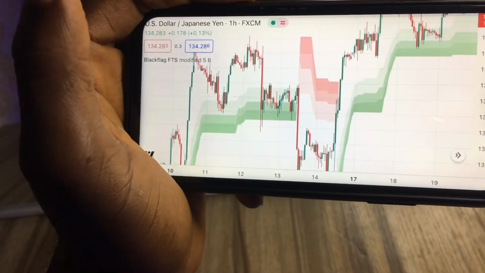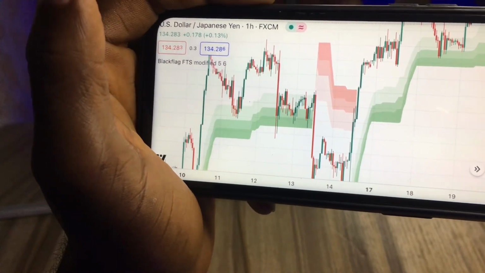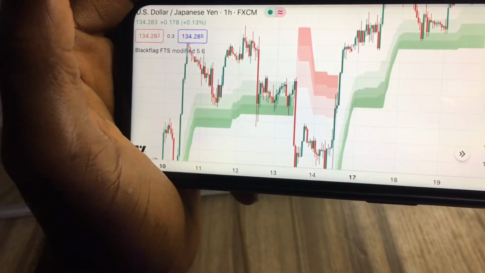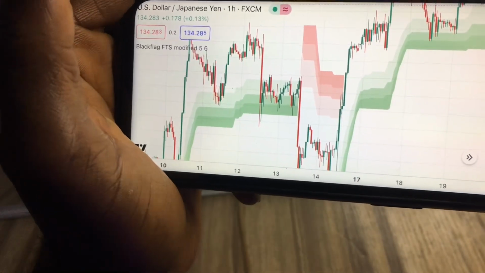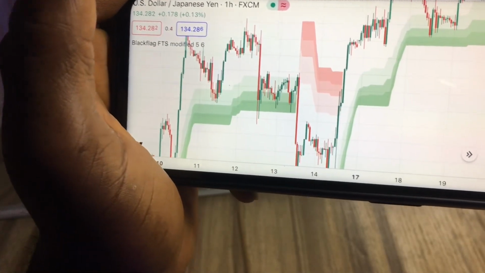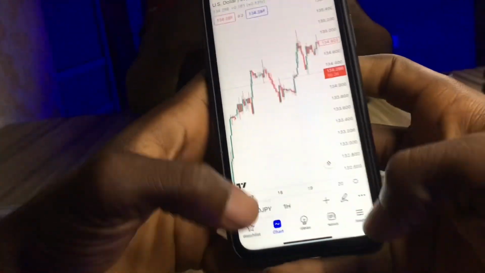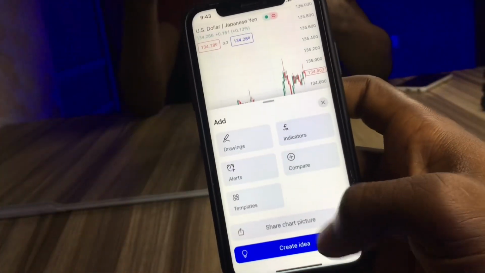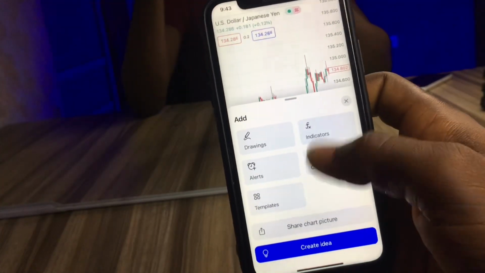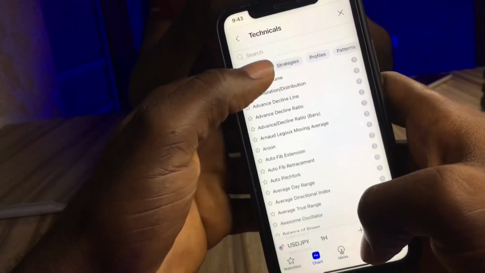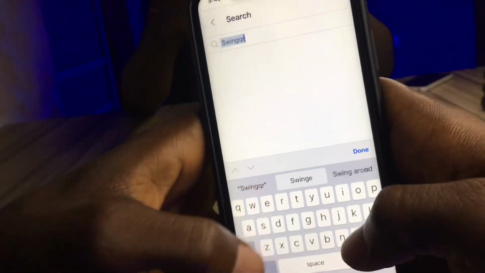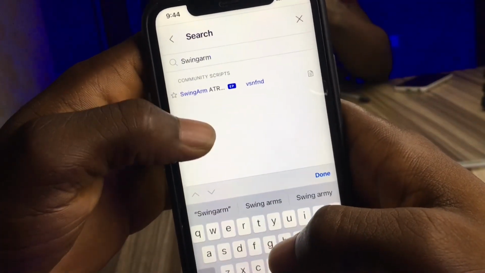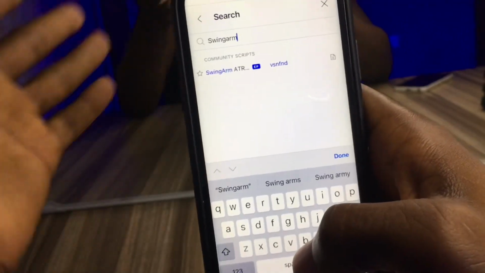Along this video, I'm going to be revealing everything step by step. So I'm not just going to be revealing the ATR, I'm also going to be revealing another indicator that you can add to this that will take this strategy to the next level. For you to get this indicator right now, you have to come to this plus button right here, tap into the indicator section, and type in swing ARM ATR trend indicator. As you can see right here, swing ARM ATR trend indicator.